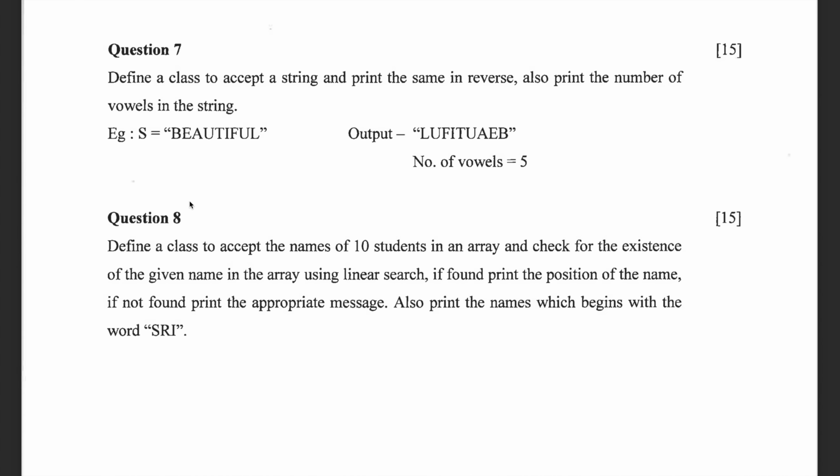So let's begin. This is question 8 that we have to solve. Take a minute and give it a reading. First, you have to define a class to accept 10 names of students in an array. Then you have to check if a given name exists in the array using linear search. If found, you print the position. Else you print that the name was not found with an appropriate message. Finally, you print the names starting with SRI.